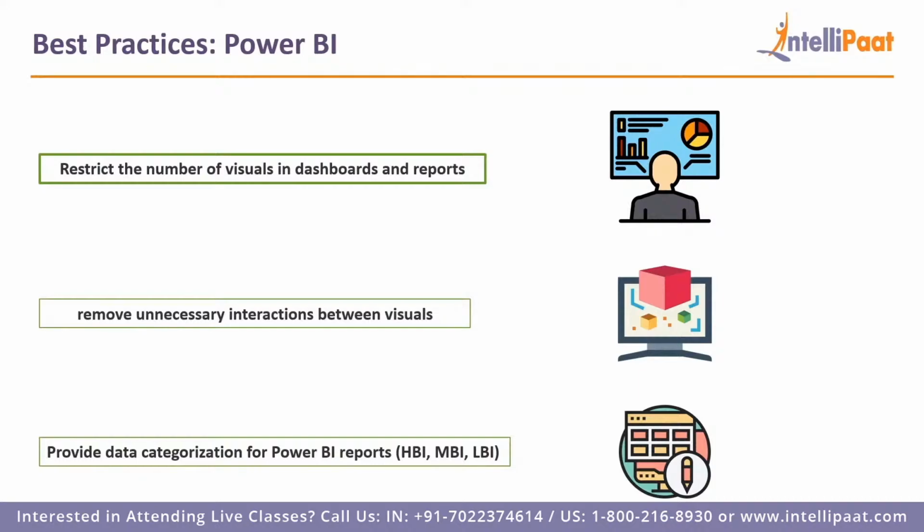I'll repeat the numbers again. The card should be 1, gauges should be 2, charts should be 3, maps should be 3, and grids should be 5, right? And you should also limit the tiles to no more than 10 per dashboard. So these are the basic guidelines provided by Microsoft themselves, and this is something you should follow by standard.